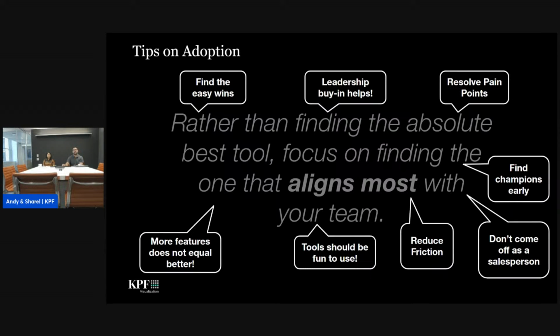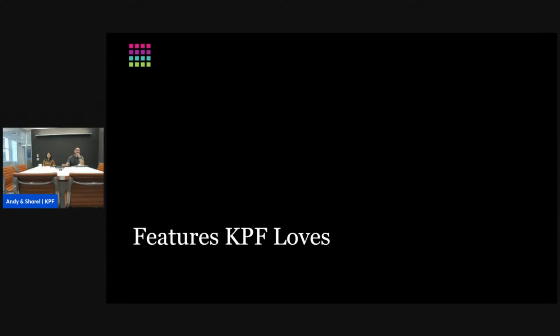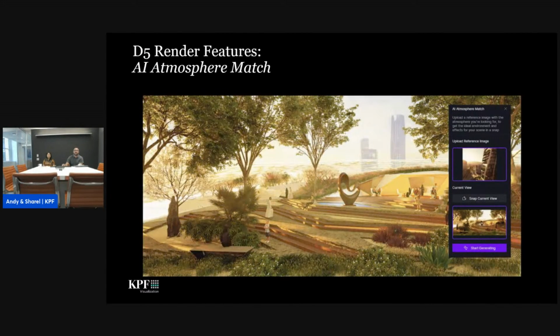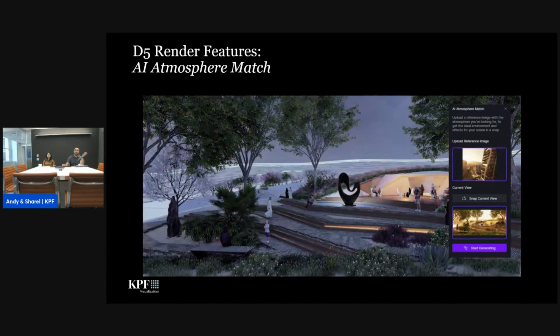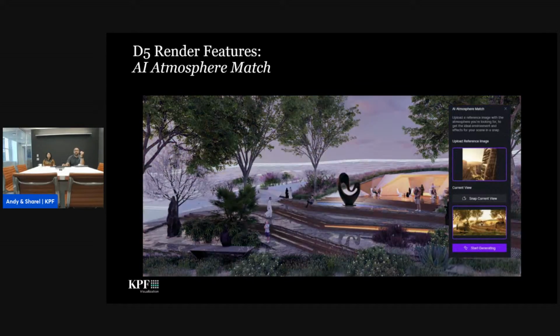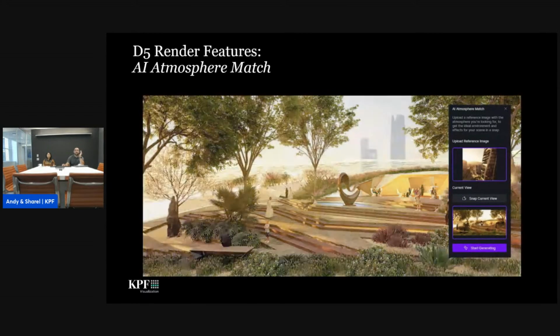So we've had a great time adopting it, but I think it's all these little steps that we've been talking about that got us to this point. So we want to touch upon some features that we really love, and I think this is probably one of the reasons why adoption has been so great at KPF. The first thing is the AI atmosphere match. It's just insane that you can grab an image, upload it, and then it changes all your light and your weather settings and time of day, and the coloring and everything.